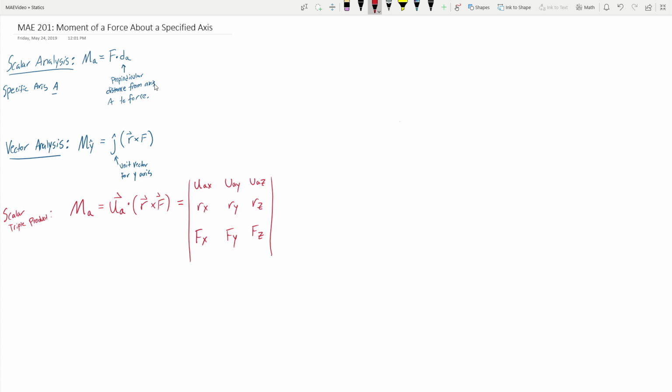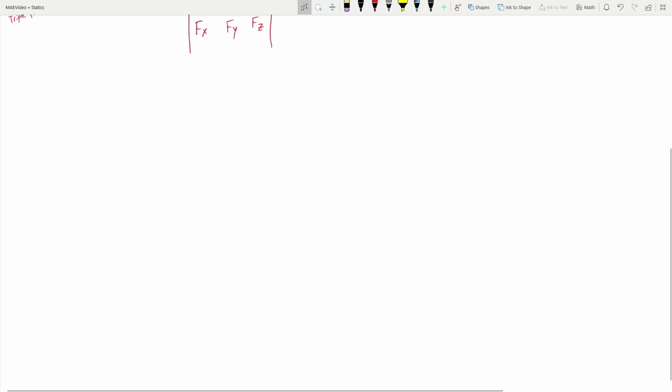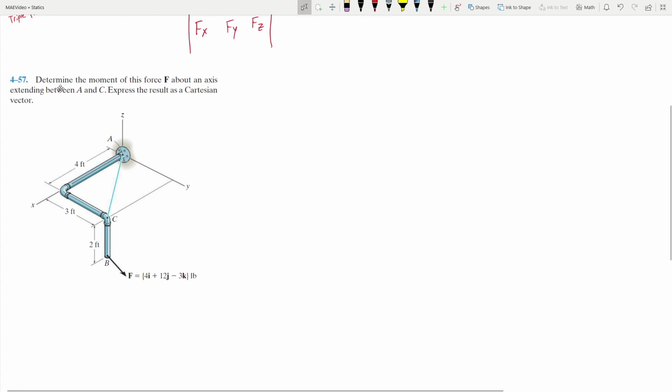So what I'm going to do now is go through example 4-57 in the statics book by Hibbeler using the vector analysis approach. Let me go ahead and bring our question in here. Okay, so the question is, determine the moment of the force F about an axis extending between A and C. Express the result as a Cartesian vector.